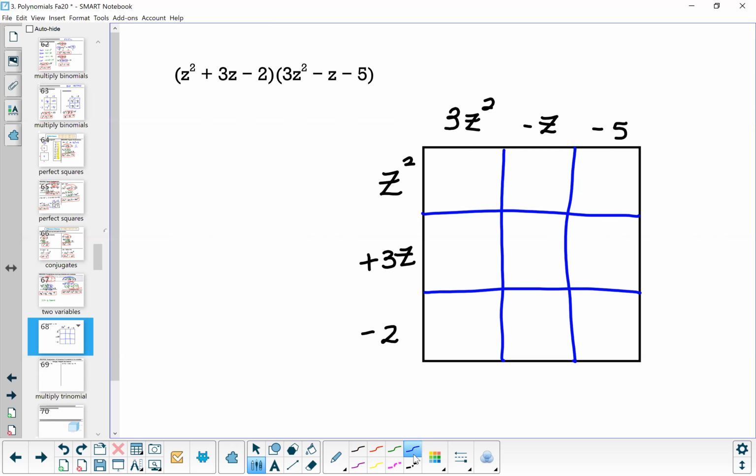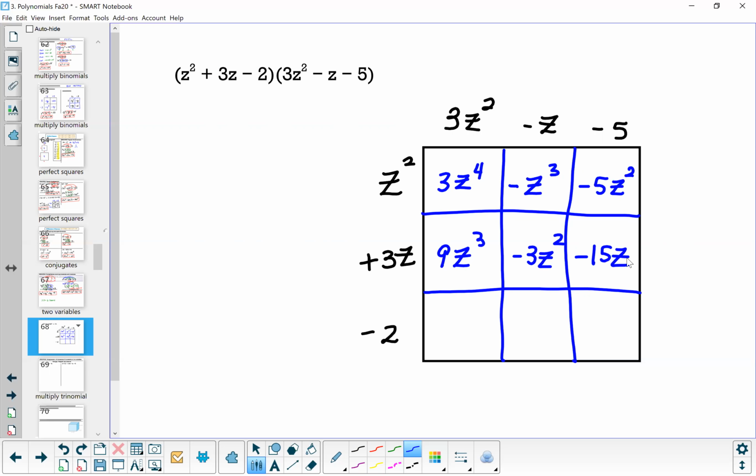So 3z squared times z squared is 3z to the 4th. And then z squared times minus z is minus z cubed. Z squared times minus 5 is minus 5z squared. Next, we have 3z times 3z squared. We have 9z cubed. 3z times minus z, we have minus 3z squared. 3z times minus 5, we have minus 15z.